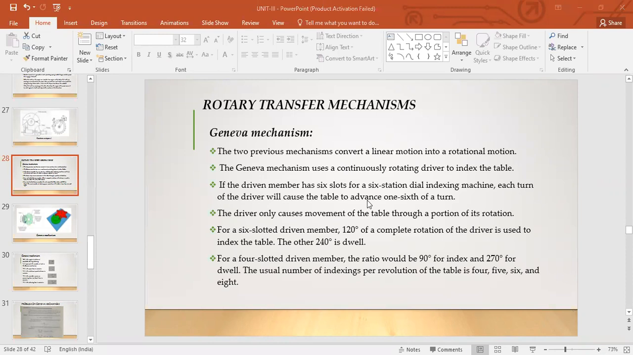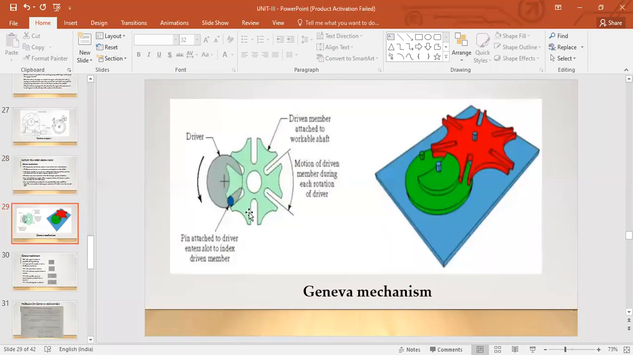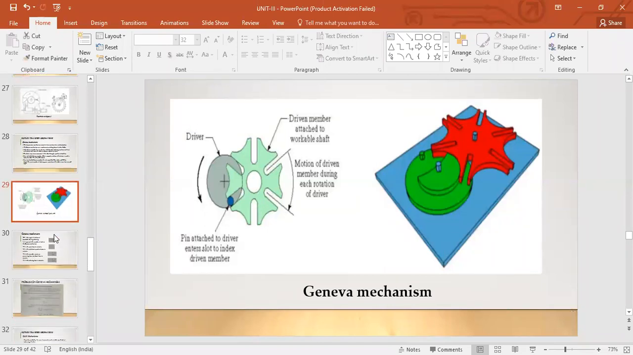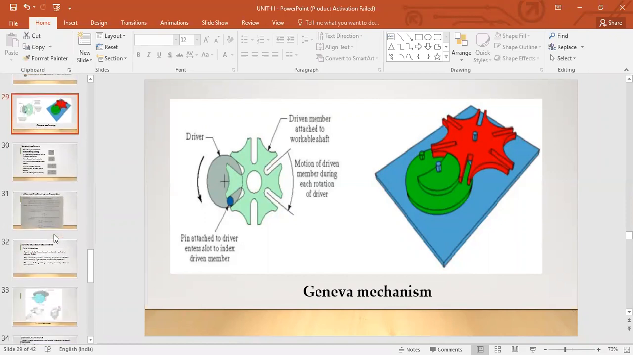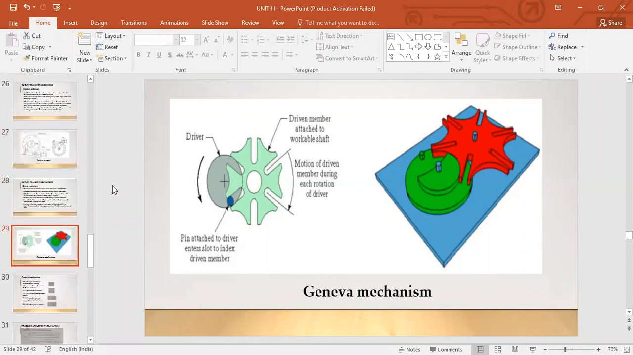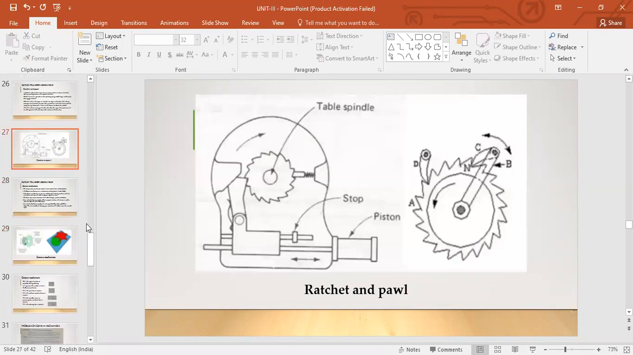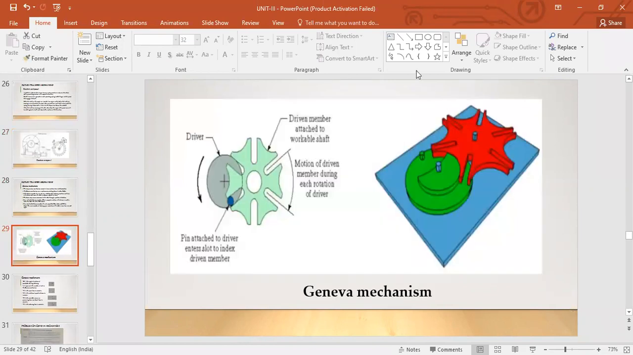That's what the Geneva mechanism looks like. We'll see a video on this.